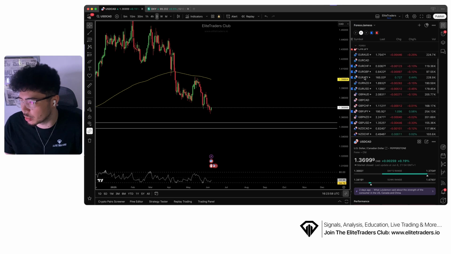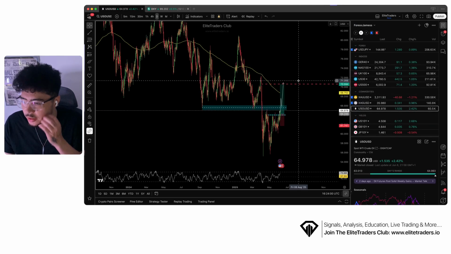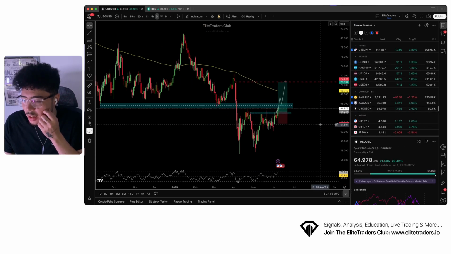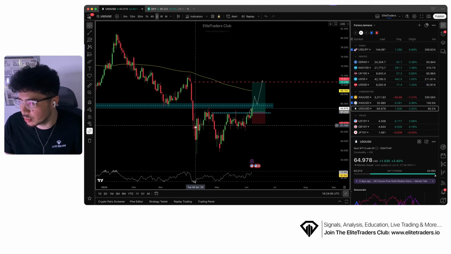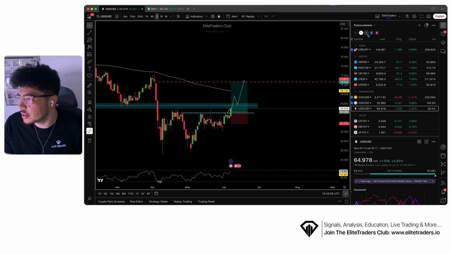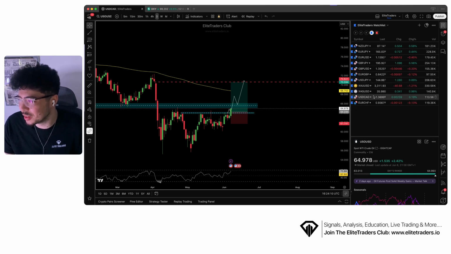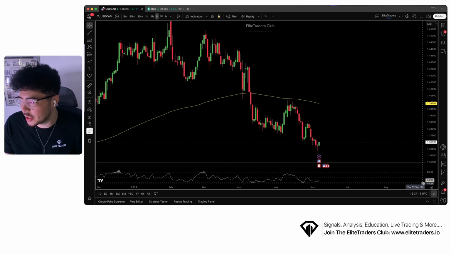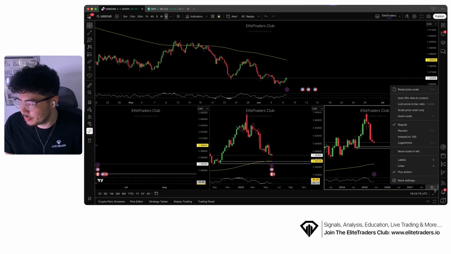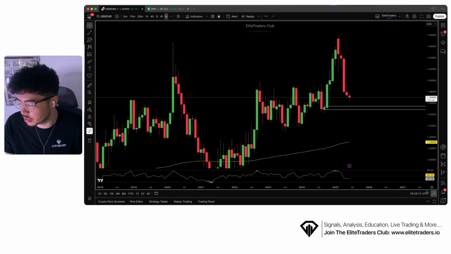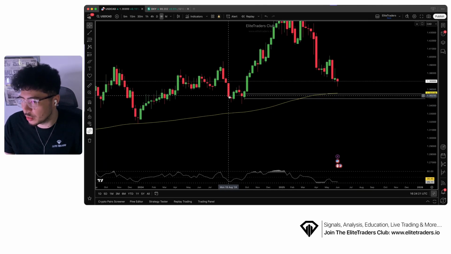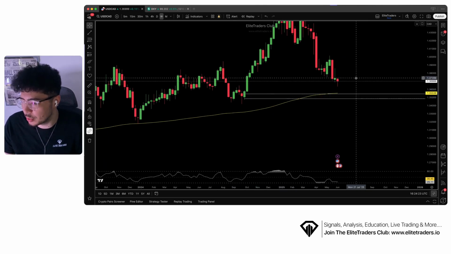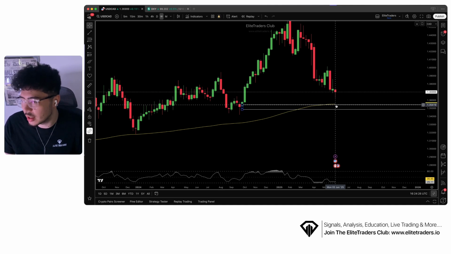Oil was stuck sideways. Let me just double check. Yeah, oil has done absolutely nothing since April. So that's not really a benefit for the Canadian dollar. But yeah, I think if we can come down into this previous low on the weekly here and just retest this support or this 200 moving average, I think it would be a really, really good long position to take.